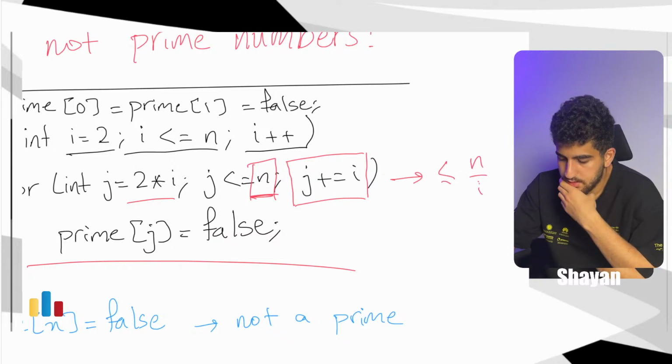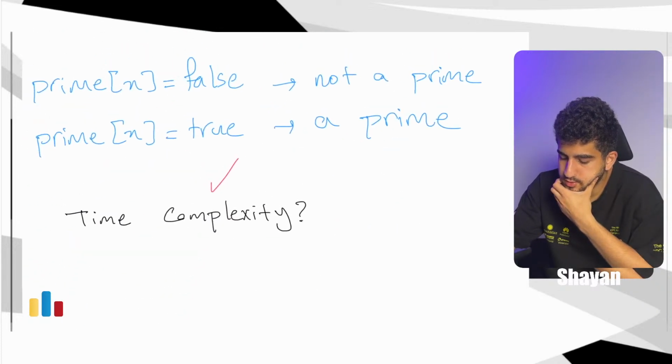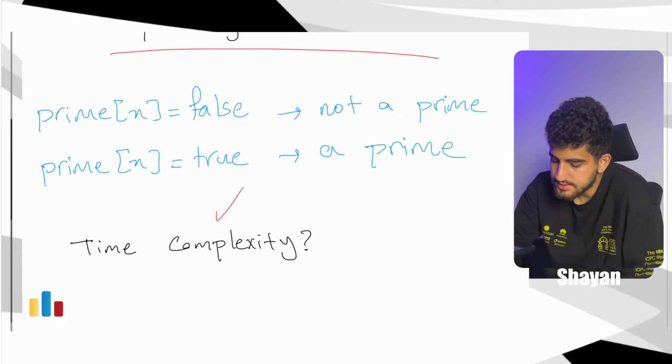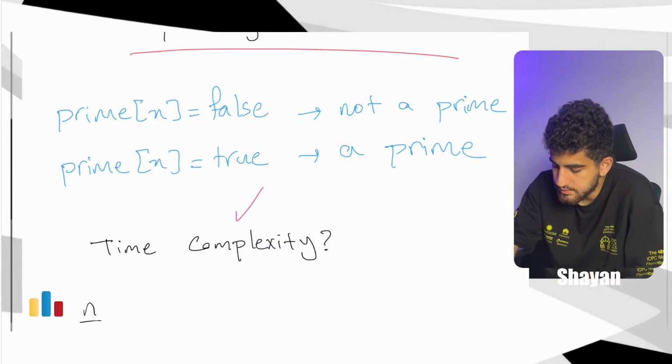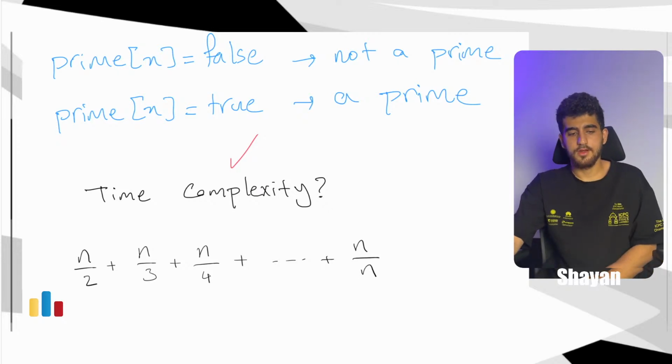Precisely. So we start from i equal to 2 and go to i equal to n. So the point is that our time complexity is going to be n over 2 plus n over 3 plus n over 4 up to n over n. This is our time complexity.